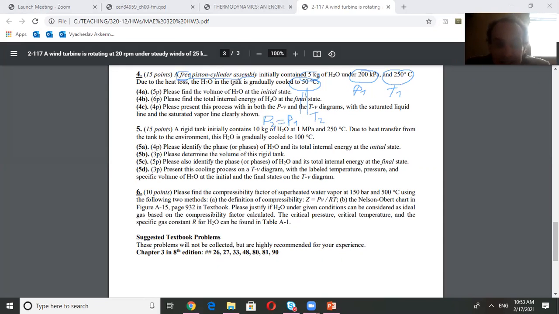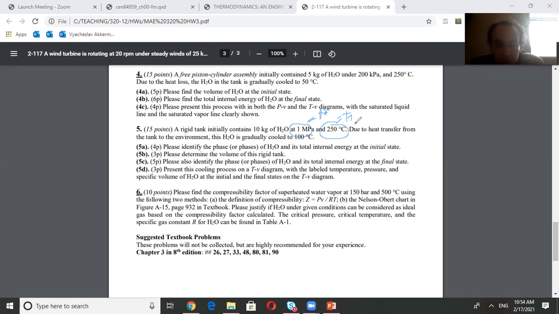And also read the text. Words from the text give you equations. Like if it's stated piston with constant pressure, pressure is constant. If it's stated adiabatic, Q is 0. If it's stated isothermal, temperature is constant. For instance, you have another problem. Problem 5, again, it's stated a rigid tank initially contained some amount of H2O at given pressure and given temperature. Again, this is P1, T1. You will be able to identify it.